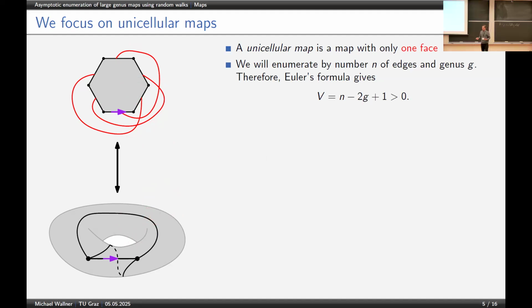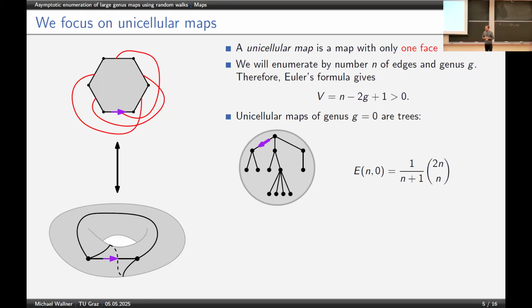And we will enumerate these by, as on my previous slide, the number of edges, n will always be the number of edges, and the genus g. By Euler's formula, we get immediately that if I fix the number of edges and the genus, the number of vertices is fixed, okay? So the number of vertices is given by n minus 2g plus 1, which should be positive because we have at least one vertex.